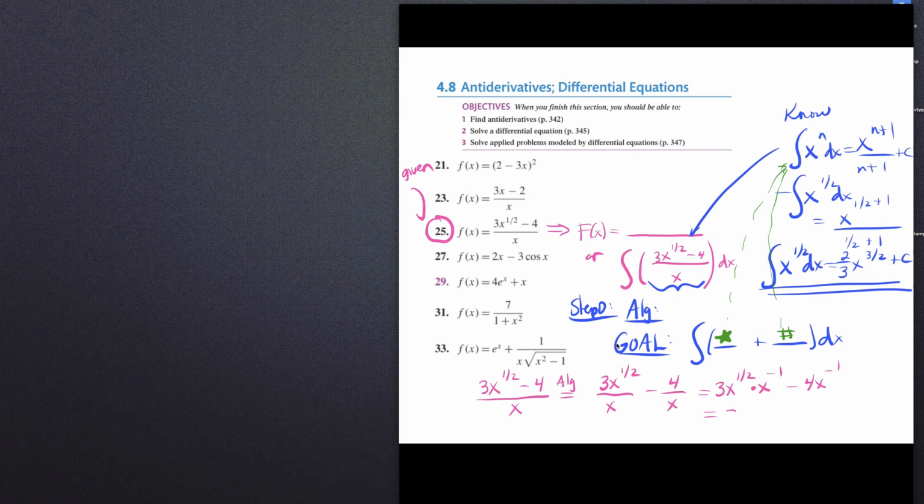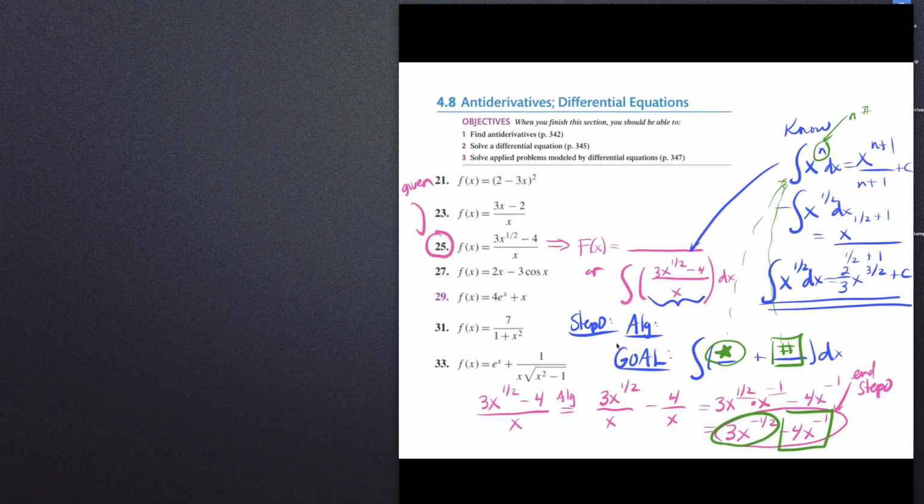Finally, you get to add exponents. 1/2 added to -1 is -1/2, minus 4x to the -1. So here is the end of step 0. You have finished the algebra, and notice that it is, as promised, of the form something plus something else. And each of those terms is of the form x to the n, where n is some number.